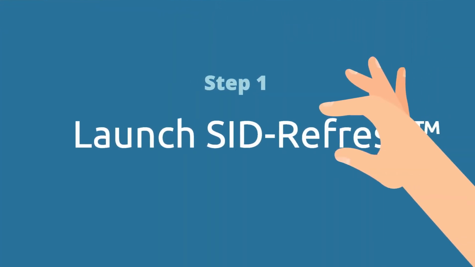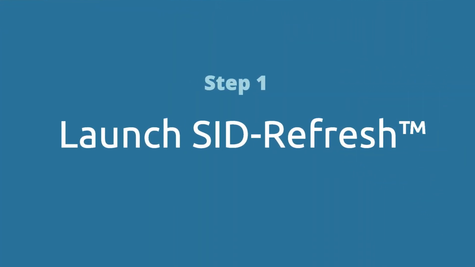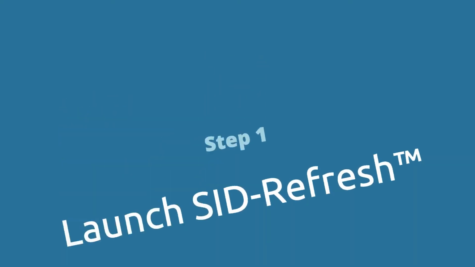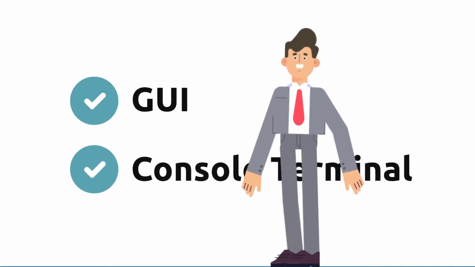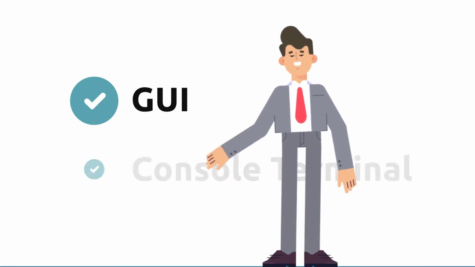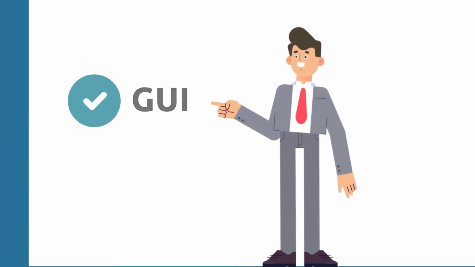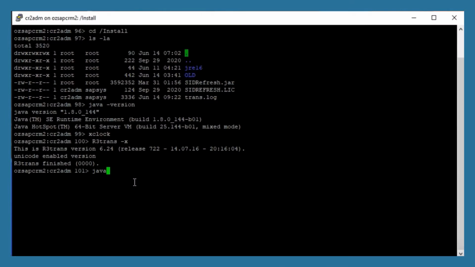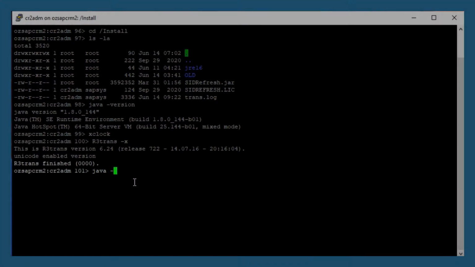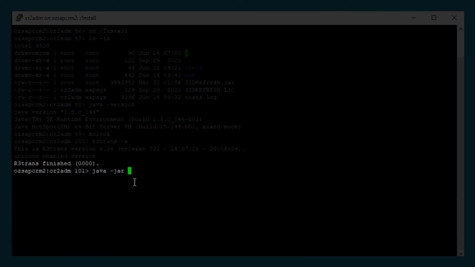Once everything is verified to be working properly, we are now ready to launch SIDRefresh. You have the option to use either the GUI or a console terminal to run the whole procedure using SIDRefresh. But for the sake of this video, we will be using the SIDRefresh GUI to perform the clean process. You can launch SIDRefresh in GUI mode by running the following command in a terminal.